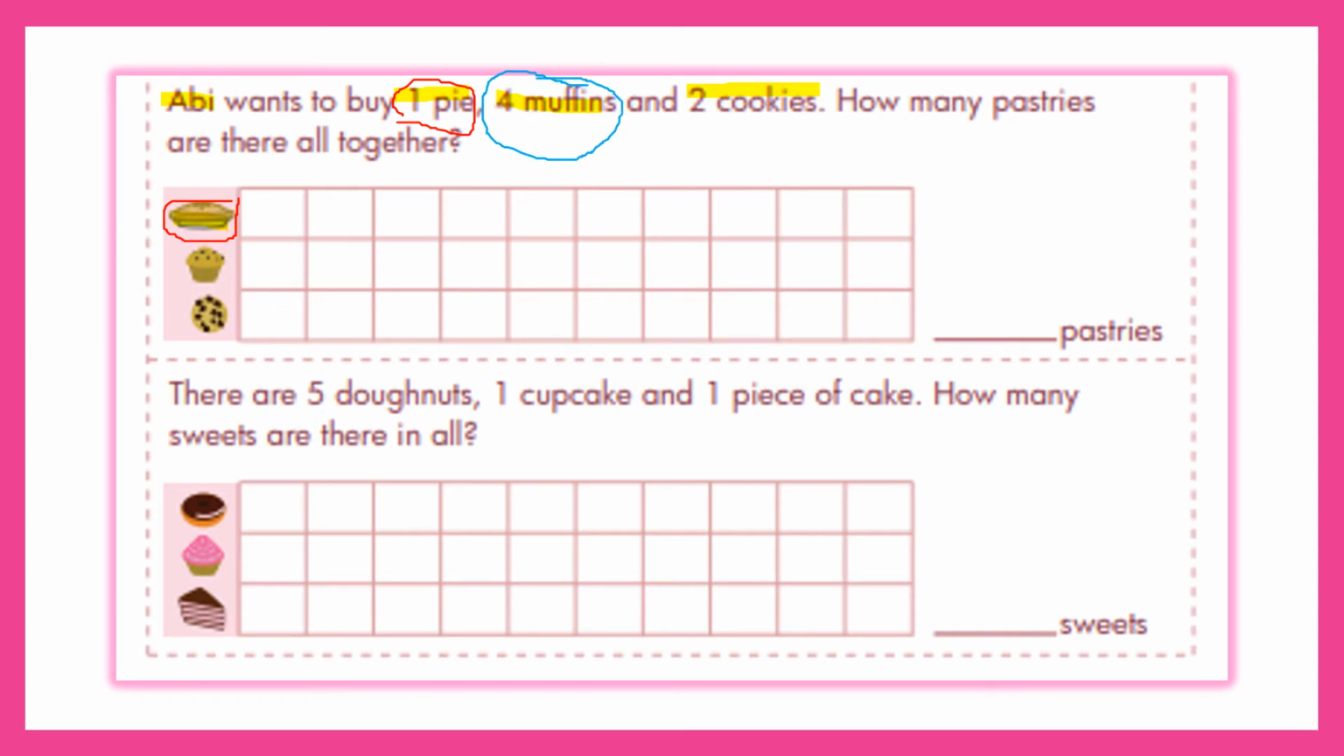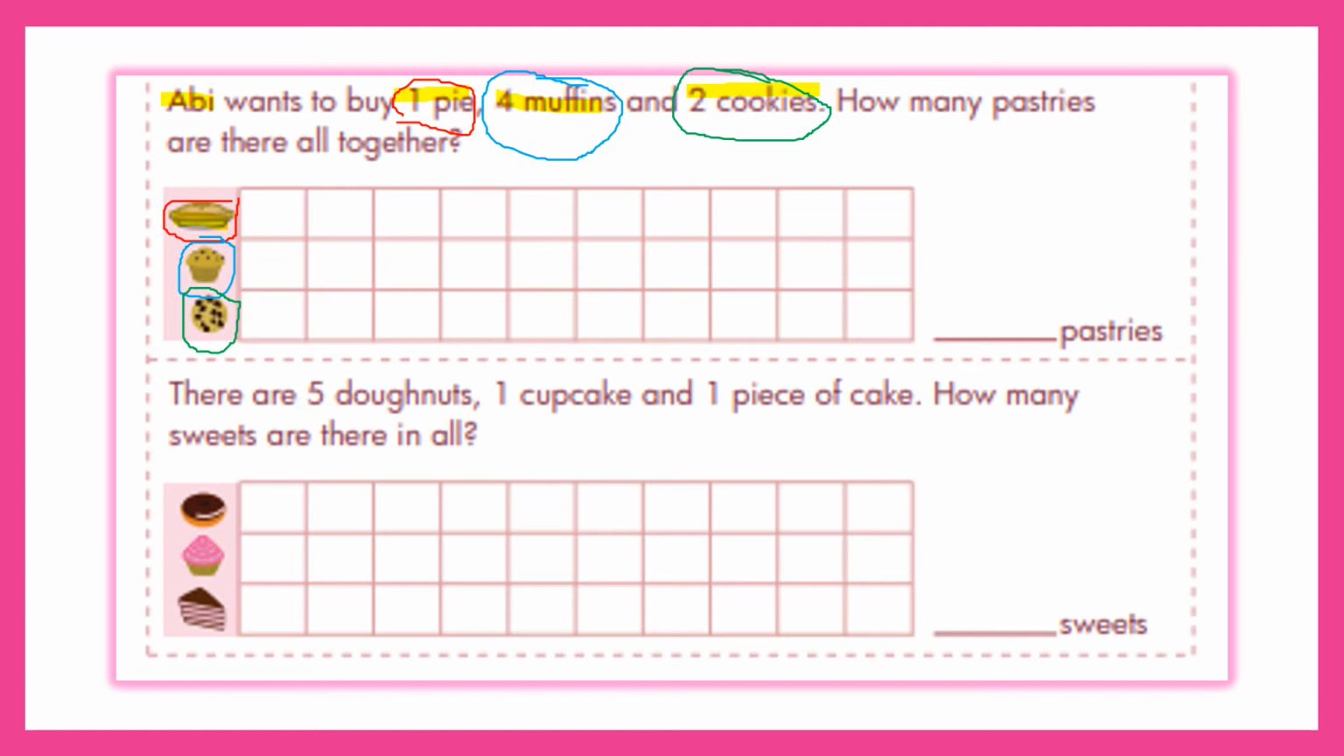All right, and here are our muffins. I will circle in blue. And the last one I'm going to do in green. And the last one is our cookies. That is the amount of cookies that Abby wants to buy. And our cookies, as you can see by the picture, are right down there in the bottom part of our graph. So go ahead and make sure that you draw accordingly, okay?